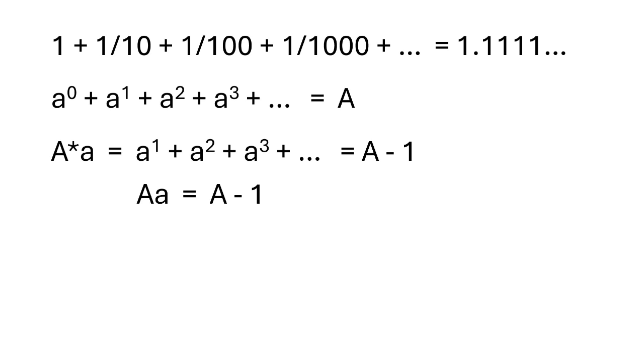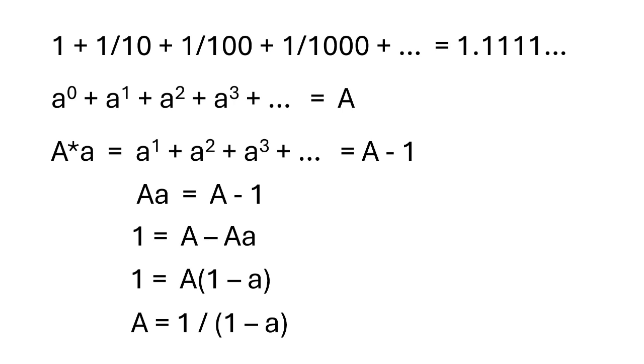So we've shown that big A times little a equals big A minus 1. Well, let's rearrange that a little bit. We'll get 1 equals big A minus big A times little a. We're trying to isolate the capital A here to find a formula for that. So the next step is to factor that out. It turns into A times 1 minus little a. And then finally, we divide by that, and we get capital A equals 1 over 1 minus little a. And this is the well-known general form for the sum of a geometric series, if it exists.